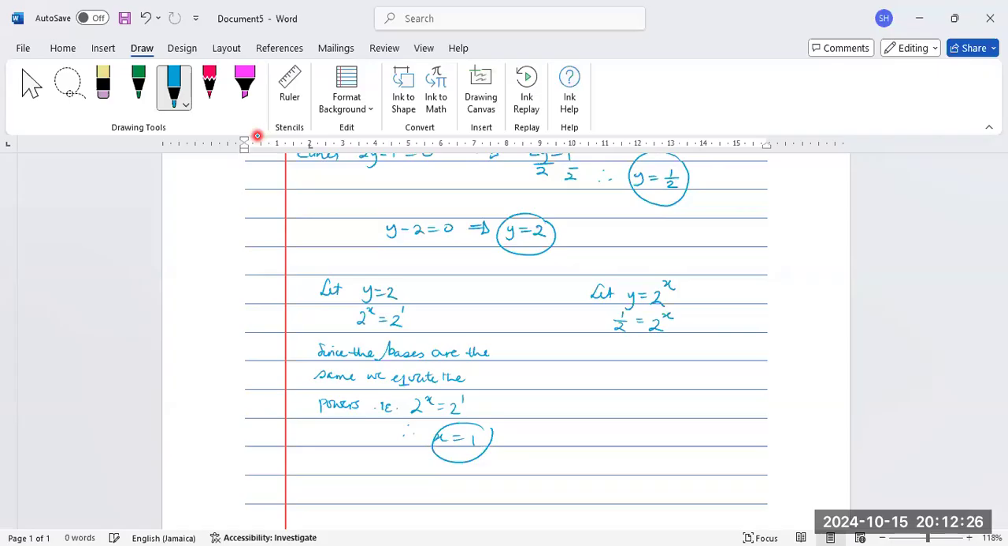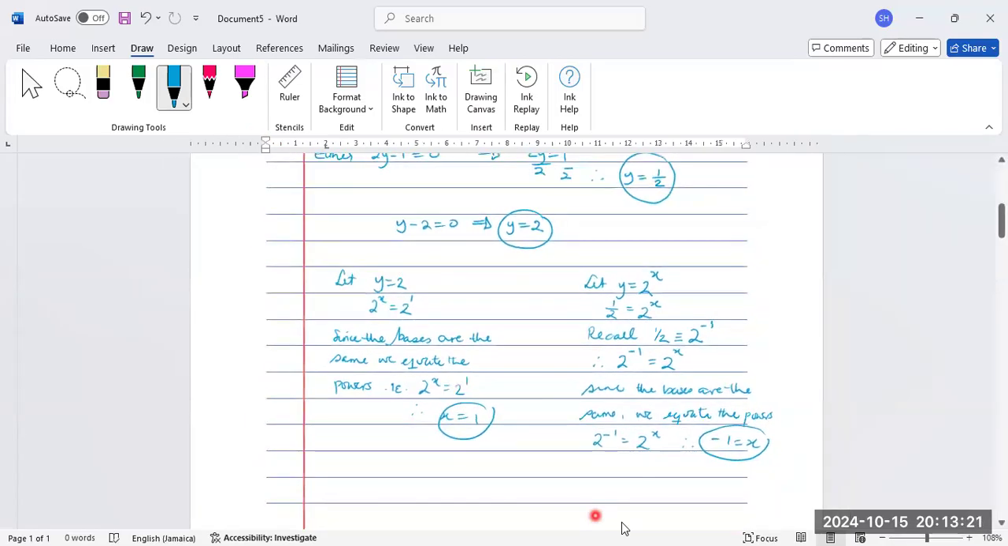Very nice. Watch this trick. Recall, a half is the same thing as 2 to the negative 1. So therefore, 2 to the negative 1 is equal to 2 to the x. Since the bases are the same, we equate powers. The x is equal to negative 1. X is equal to negative 1.